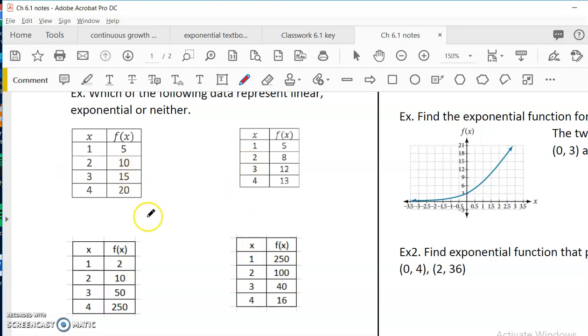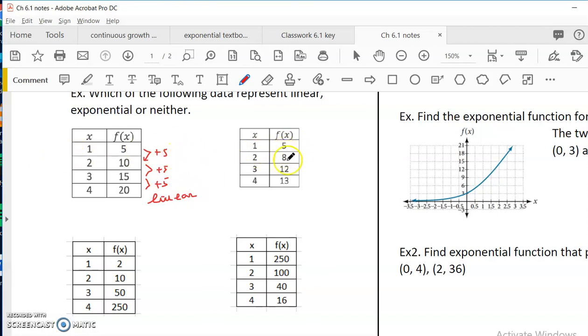But for y, you can see that for the first one, f of x, it increased from 5 to 10. So from one increment, you add 5. And this also adds 5. So this is linear. You have a constant change, a constant rate of change, because 5 over 1 is constant.